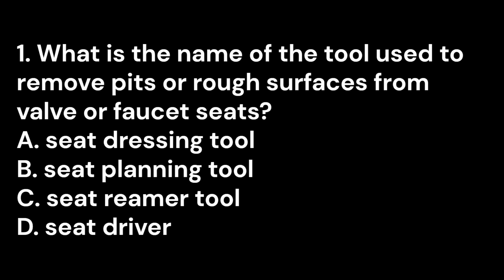Number 1. What is the name of the tool used to remove pits or rough surfaces from valve or faucet seats? A. Seat dressing tool. B. Seat planning tool. C. Seat reamer tool. D. Seat driver.